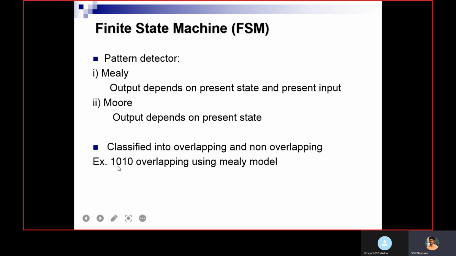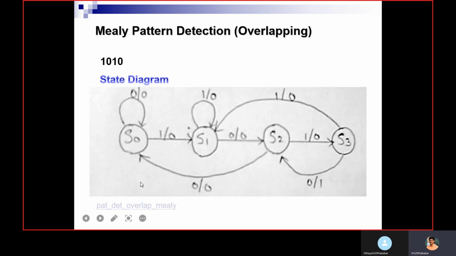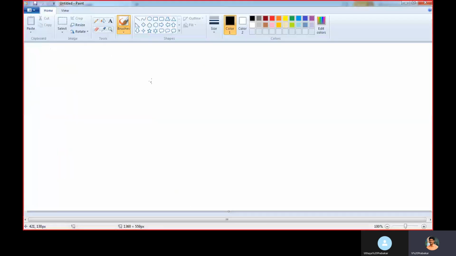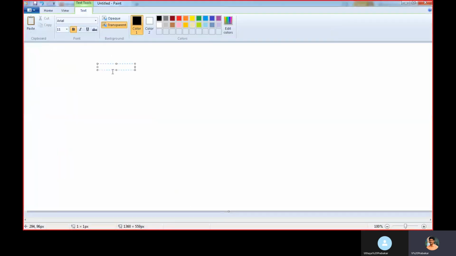Okay, for example, we can take this pattern 1010. We need to detect this pattern in the given sequence of input. For example, the sequence of input is 10 10 10 10 0 0 1. Okay, let's assume this is the input pattern.